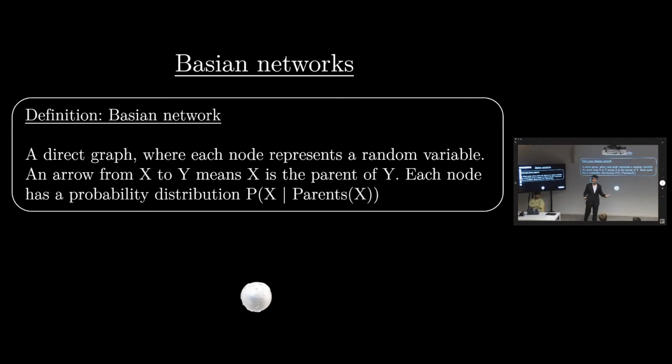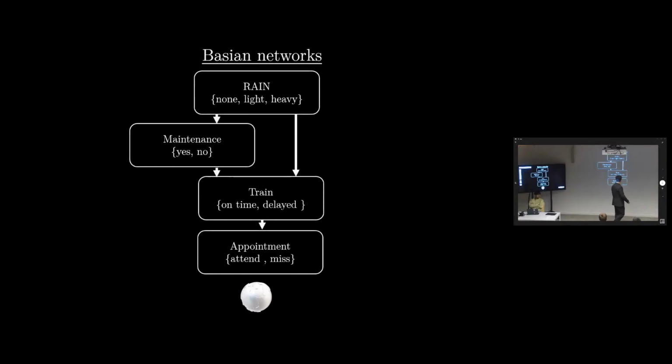Let's assume that we have such a Bayesian network. The root node is rain, which doesn't have any parent. Rain could take the values none, light, or heavy. Then we have the variable maintenance, which could be either yes or no, so either the maintenance is happening or not. Maintenance is only dependent on the rain. Then we have the variable train, which could be either on time or delayed. Then we have the variable appointment, which could be attend or miss. Notice that appointment only depends on train, while train depends on both maintenance and rain.